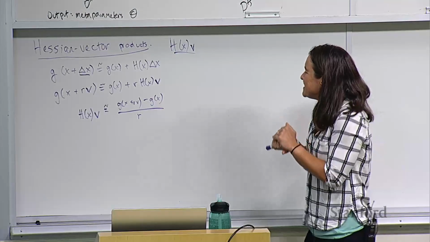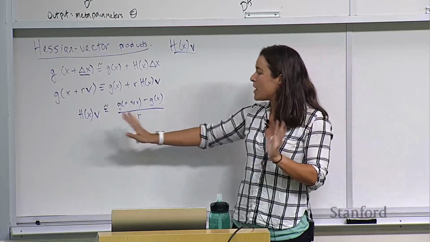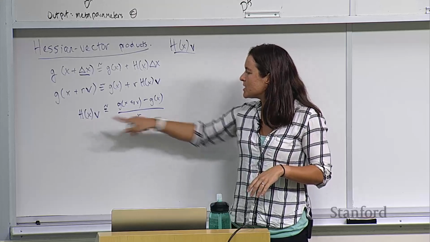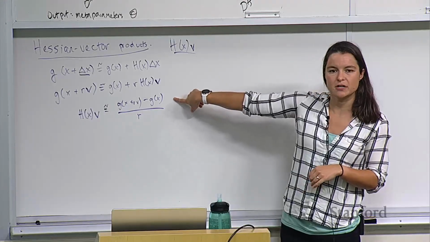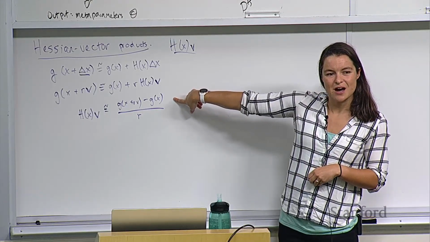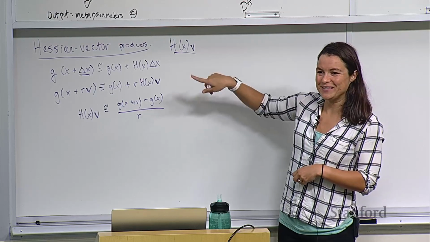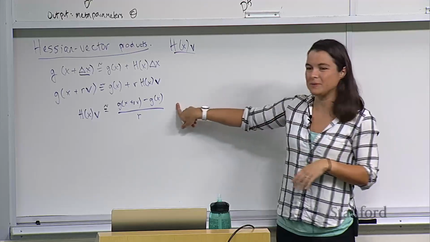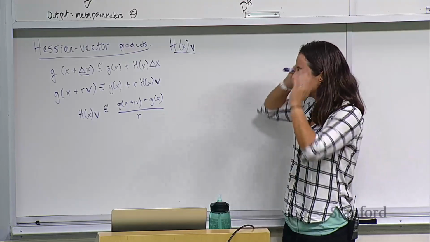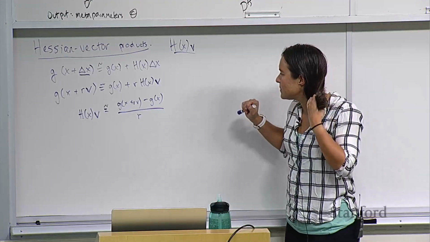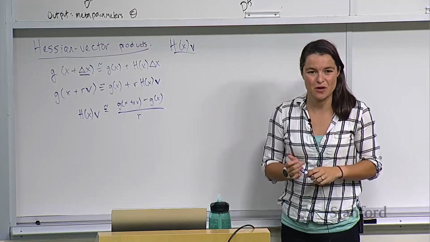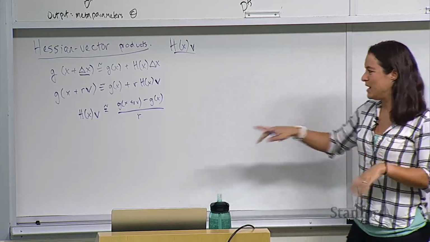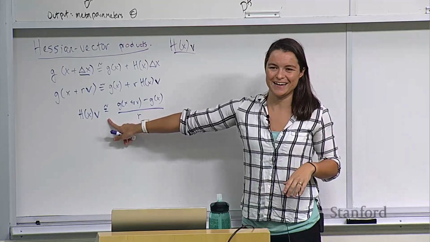And the cool thing about this is that it means that you could approximately compute this Hessian vector product with just 2 gradient evaluations. And that's really awesome because that means that we don't have to compute this giant Hessian. This is going to be more expensive than 1 gradient evaluation, of course, but it's a lot cheaper than computing the whole Hessian.